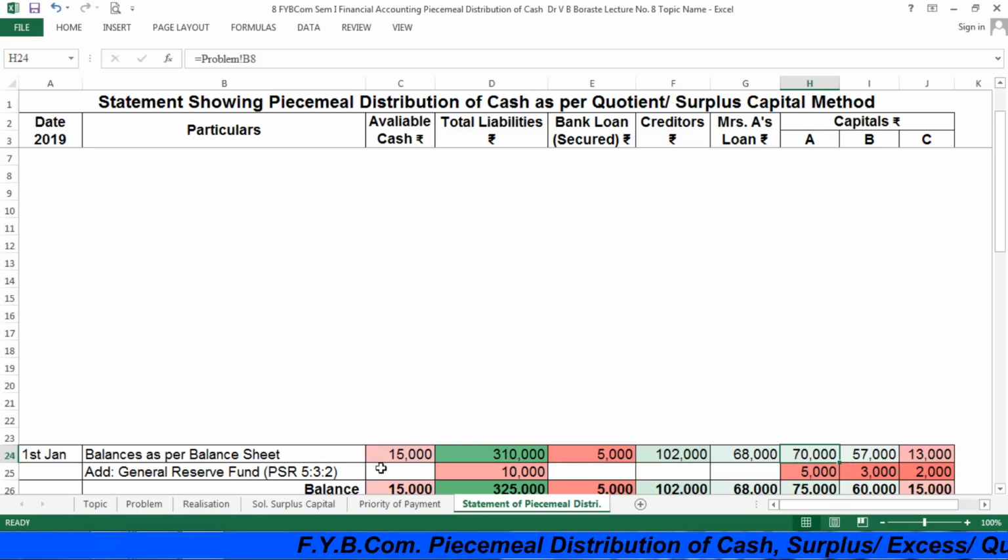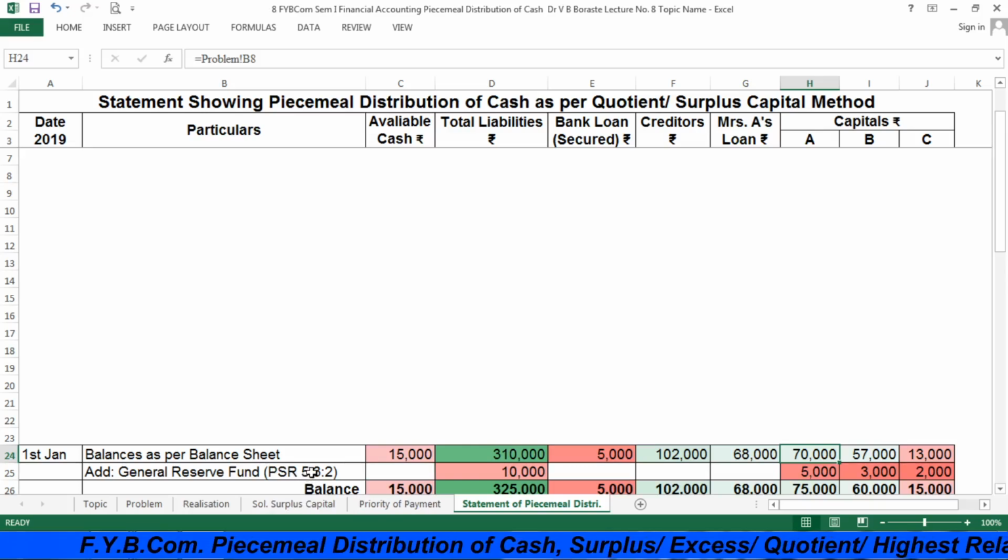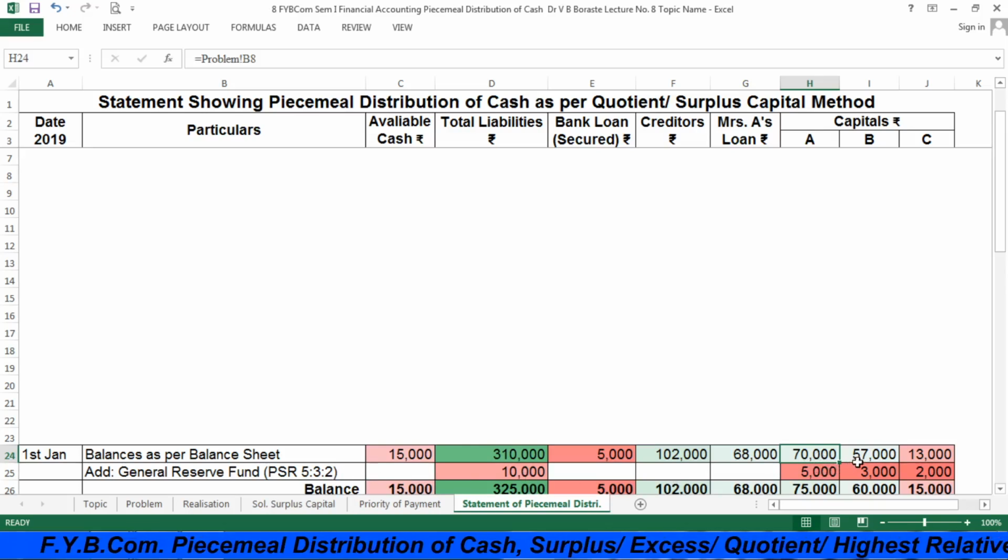After the balances as per balance sheet, we have to add general reserve. As already explained earlier, general reserve, reserve fund, general reserve fund, only reserve or profit and loss account, which is given on the liability side of any partnership firm, we have to add that balance in the partners' capital. So here I am adding the general reserve fund in partners' capital in their profit sharing ratio, that is 5:3:2. So 70,000 plus 5,000, 57,000 plus 3,000 and 13,000 plus 2,000.